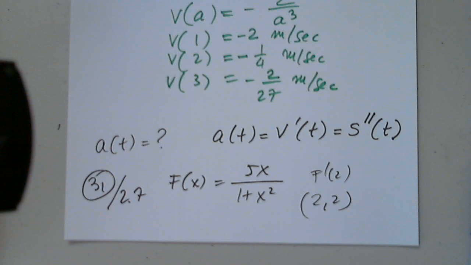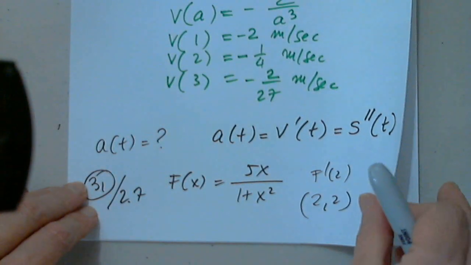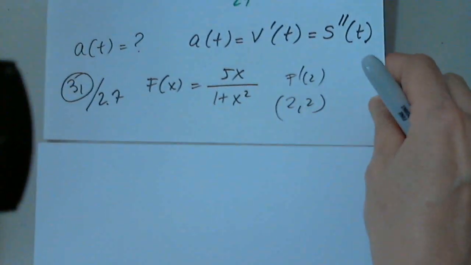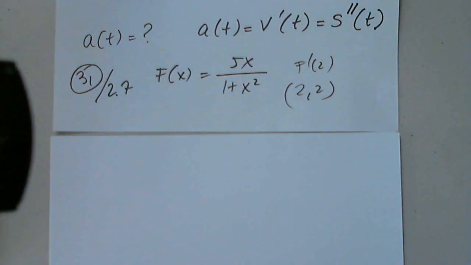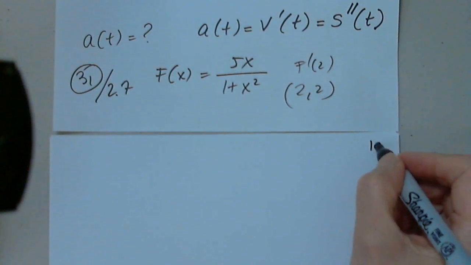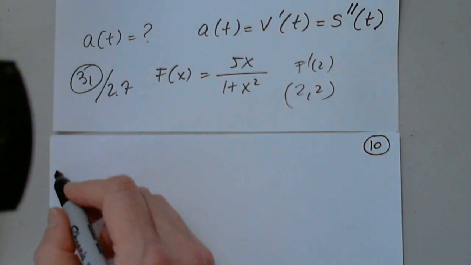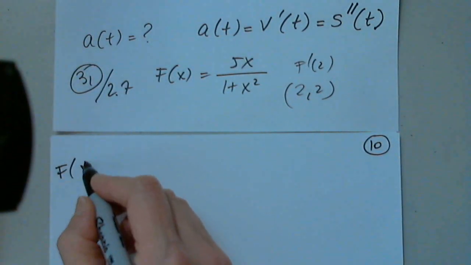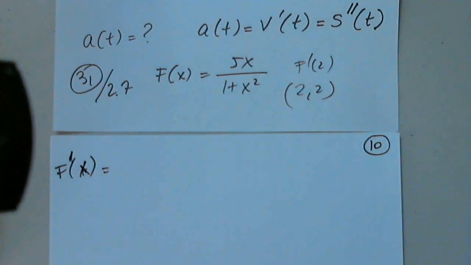Okay, so let's do that. We want to find f prime of x and then plug in 2. Okay, perfect. So let's do that. How do we start? I have to keep them in order. F prime of x. How do I start?